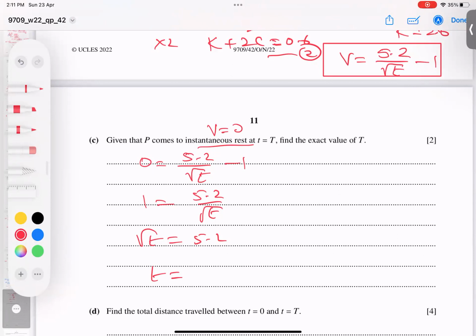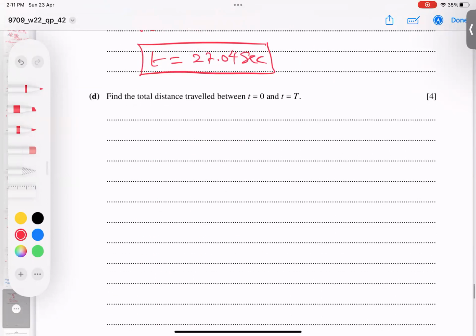it gives me 27.04. So 27.04 is my time. Yes, exactly, this is what he was asking, the exact value. Now he's asking for the distance traveled from 0 to T, till the last moment.